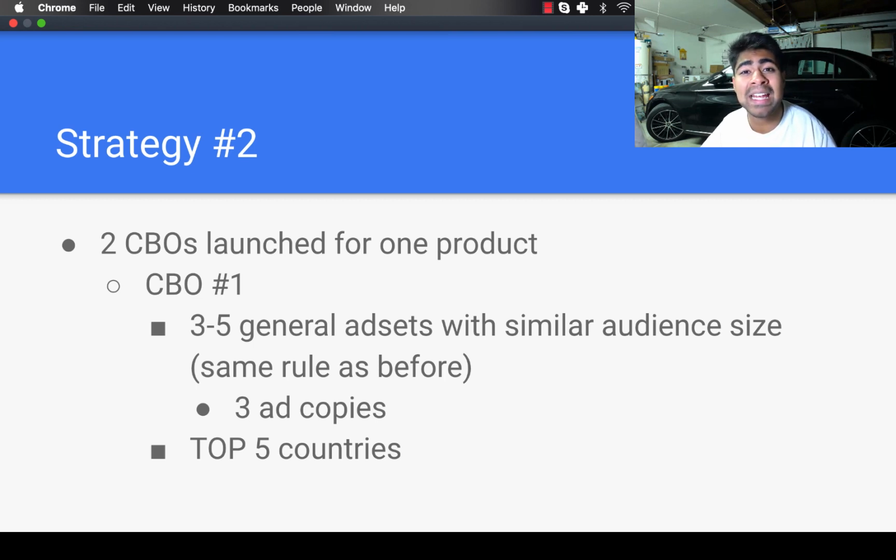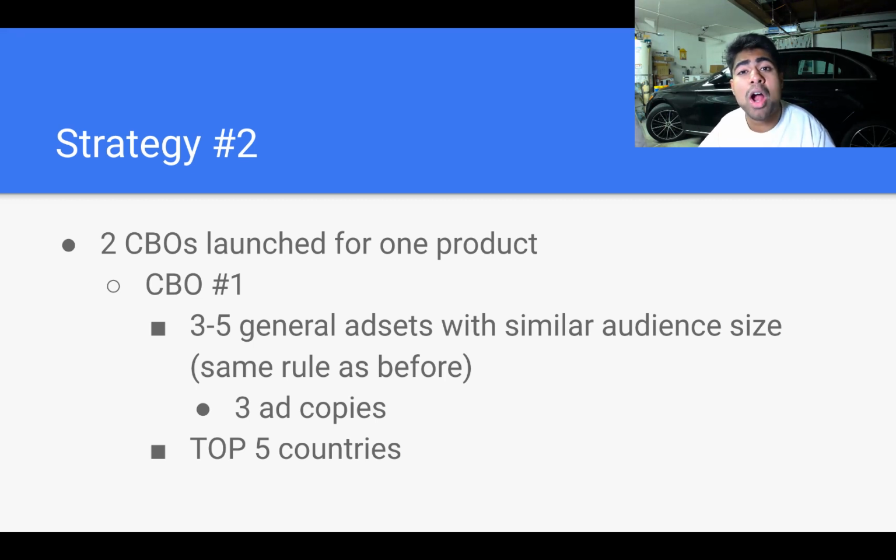But before you panic and exit this video, hear me out, because you're not going to be overspending. So you're going to be launching 2 CBOs per product, and in CBO number 1, instead of having 5 to 10 different ad sets, you're only going to have 3 to 5 general ad sets with, again, similar audience size. And for the audience size itself, the same rule applies as before.